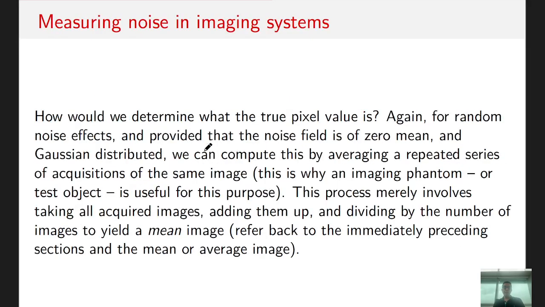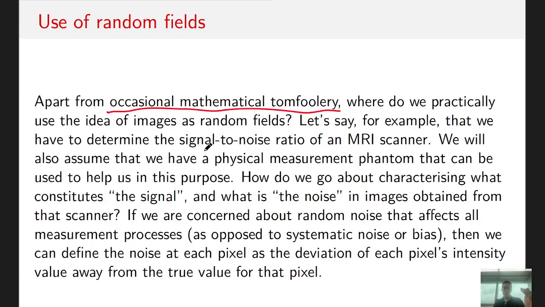So that gives us one example of how we would characterize noise. We could use this idea of the experimental space on a phantom, or what's called an imaging phantom, to characterize the noise performance of a scanner. And it's one of the more common uses of the mean image.